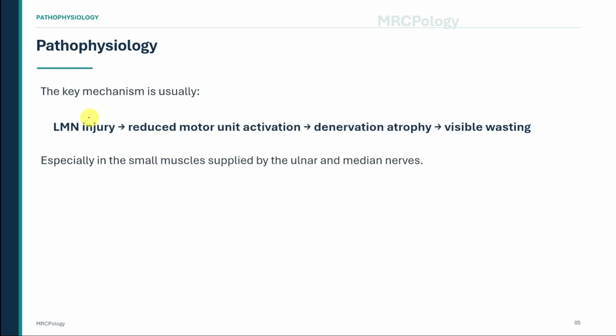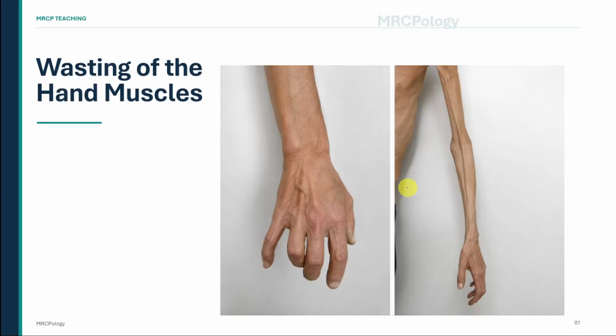The usual mechanism of wasting is simple. Lower motor neuron injury leads to reduced motor unit activation. This causes denervation of the muscle fibers. Persistent denervation then produces atrophy and visible loss of muscle bulk. The wasting is often most obvious in the small muscles supplied by the ulnar and median nerves. The distribution of wasting helps localize the lesion.